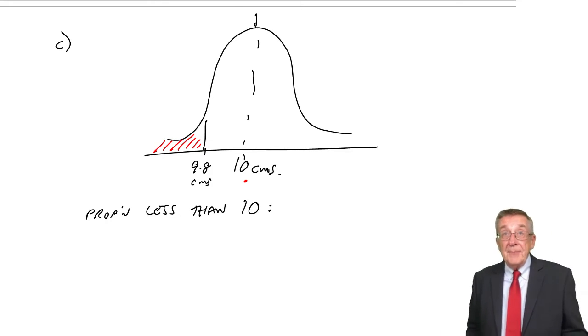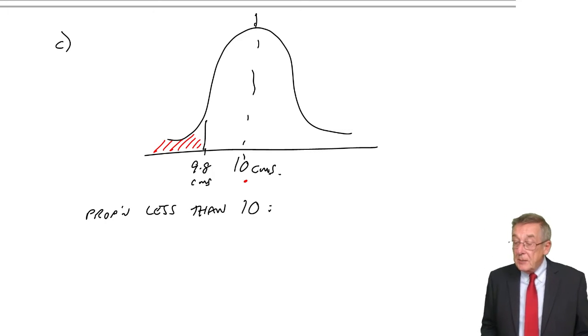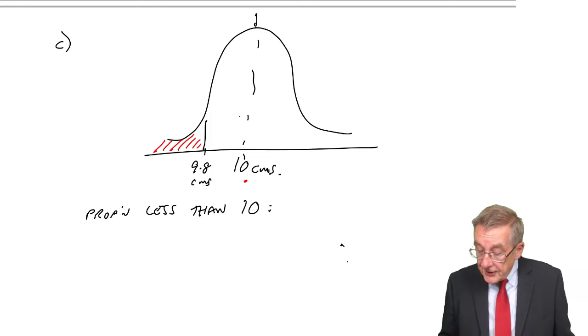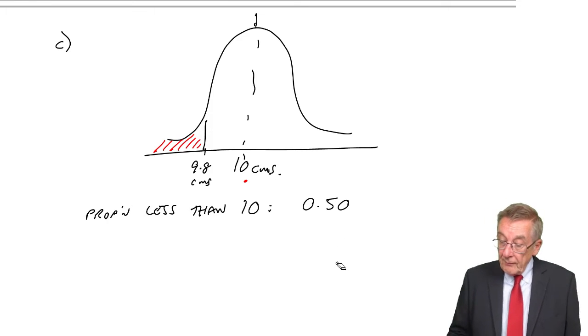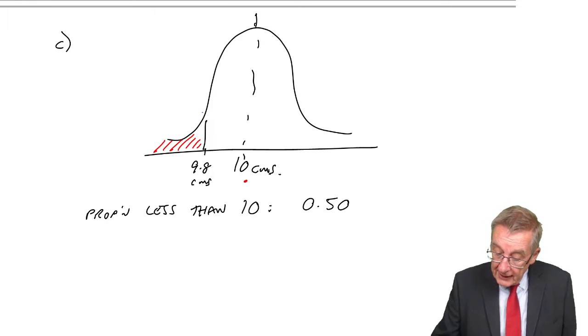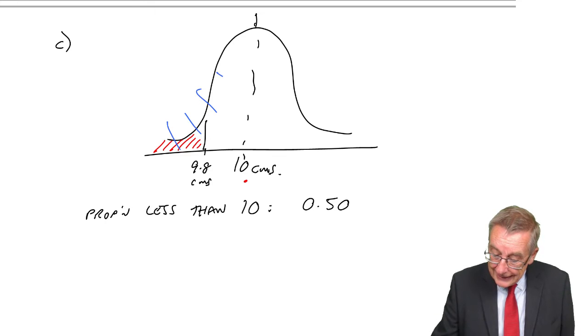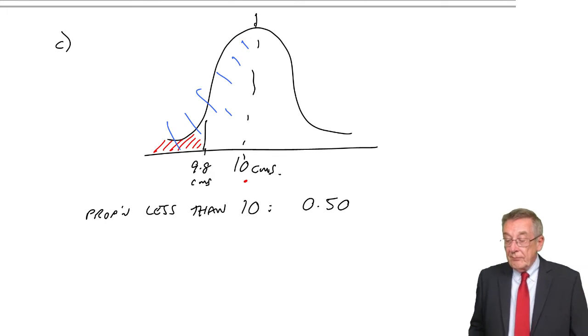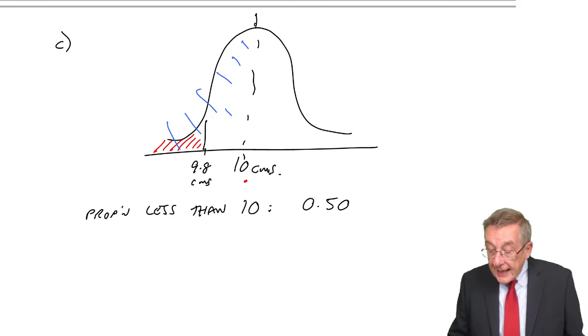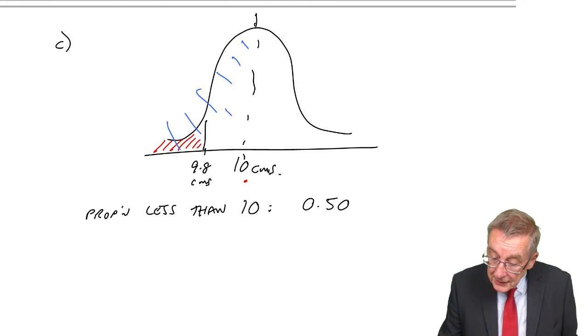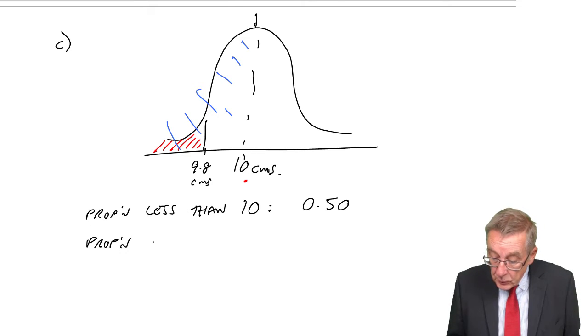It's symmetrical. And because the mean is 10 centimetres, the proportion less than 10 is 0.5. This area here. How can I get 9.8? We can look up the proportion between 9.8 and 10.